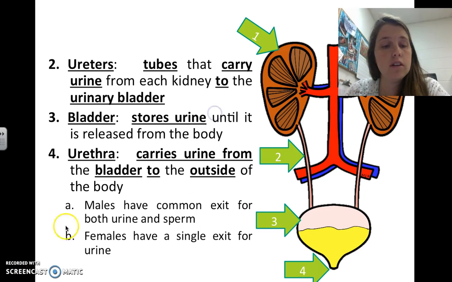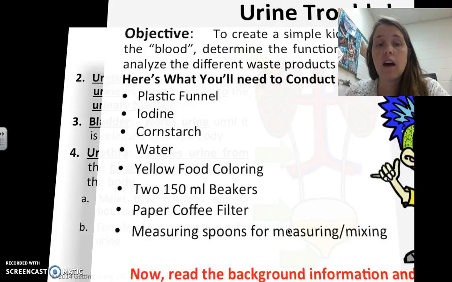When we're talking about the urethra in men, males have a common exit for both urine and sperm. That would be out of the penis. And so you have a urethra that comes out of there. That's where your pee comes out of, and that's where the sperm comes out. And females have a single exit for urine. So there's nothing else that comes out of the urethra in females. It's just urine. So yes, those are the different parts of the urinary system.